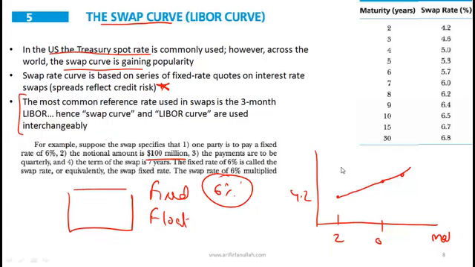In Pakistan, what would the variable rate be? It would be KIBOR. So can we create a swap rate curve based on KIBOR? We could. Of all the derivatives that you will talk about in this class, the one that is most common in Pakistan is a plain vanilla interest rate swap.